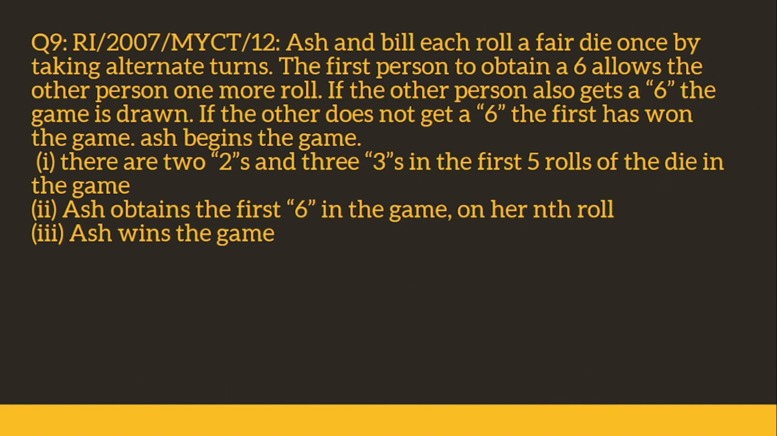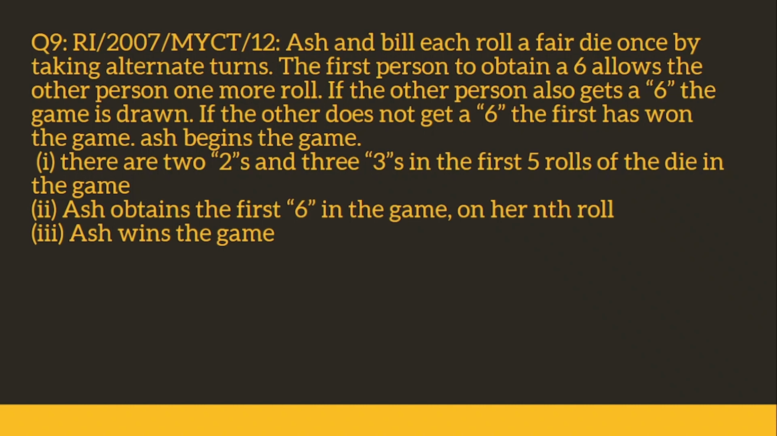Then for the last question, this is also similar to the geometric progression I mentioned earlier. Ash and Bill each roll a fair die once, taking alternate turns. The first person to obtain a 6 allows the other person one more roll. If the other person doesn't get a 6, the first person has won. If the other person also gets a 6, the game is drawn. Ash begins the game. So find the probability that there are 2 sixes and 3 non-sixes in the first 5 rolls of the die in the game.